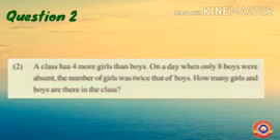Question number 2. A class has 4 more girls than boys. On a day when only 8 boys were absent, the number of girls was twice that of boys. How many girls and boys are there in the class? Here we have to find the number of girls and boys in the class. Let the number of boys be x.